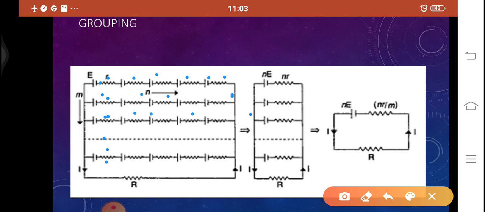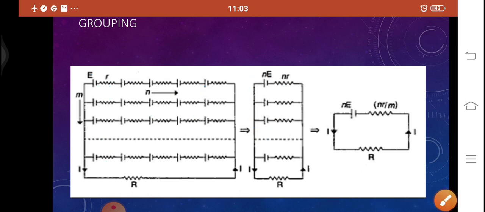So this particular line will be equivalent to nE, because in series combination we know E1 plus E2, and resistance will be in series combination R1 plus R2, so nr. So this circuit diagram is equivalent to this circuit diagram, and then this is nr. So it will become nr upon m equal to this.